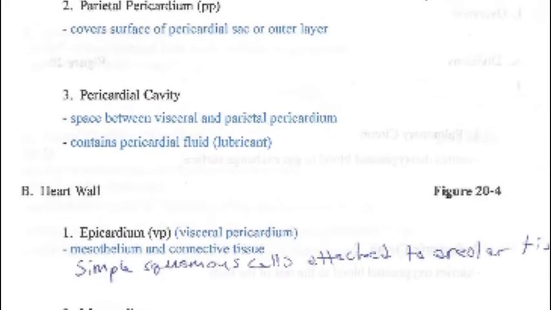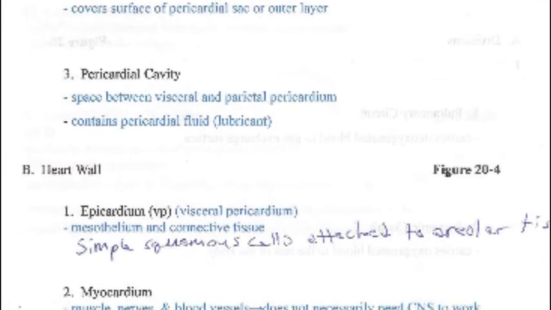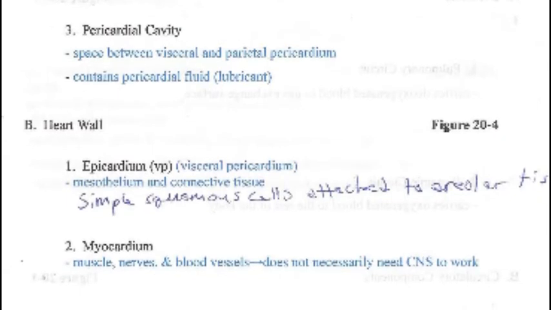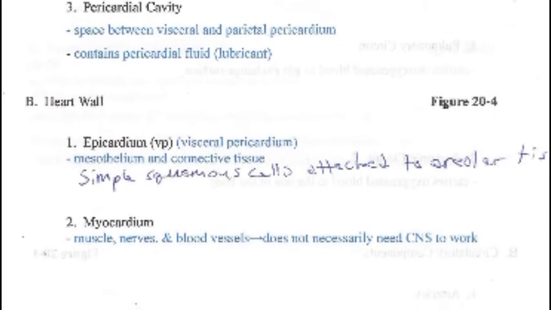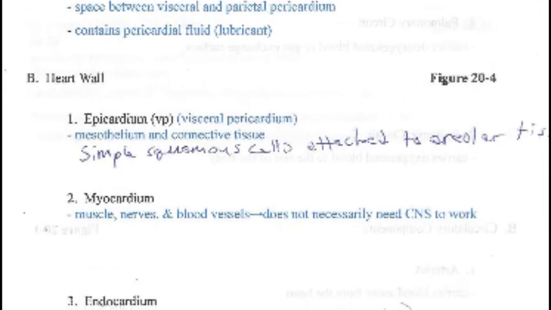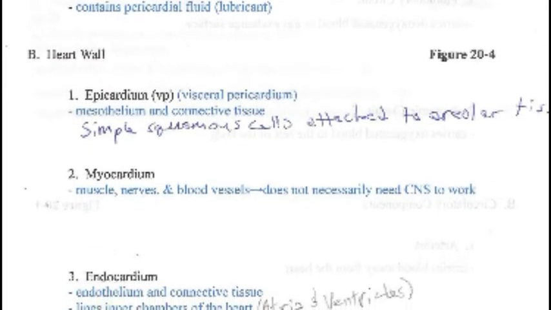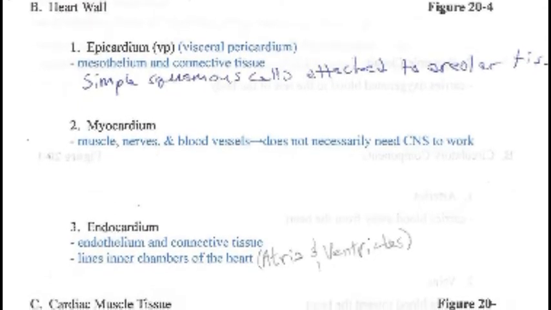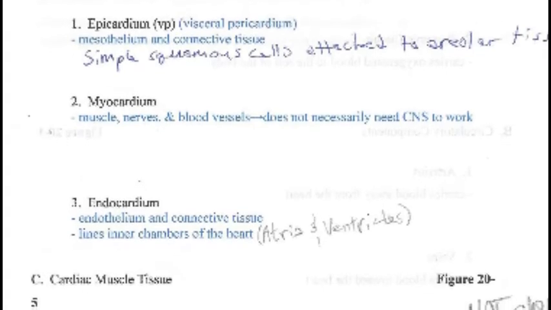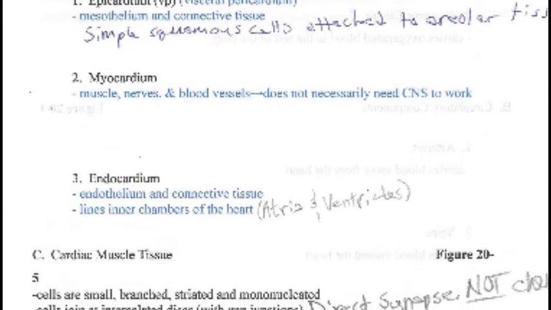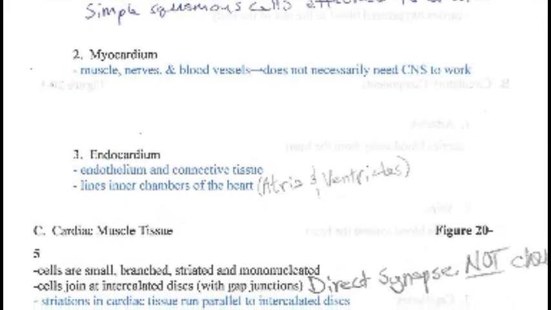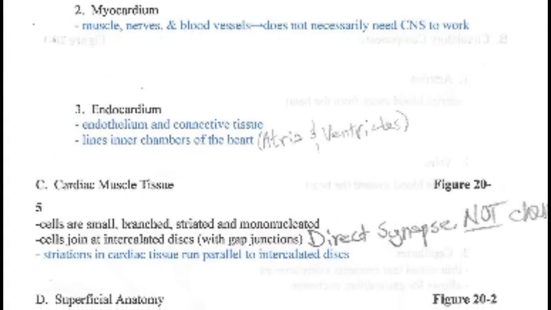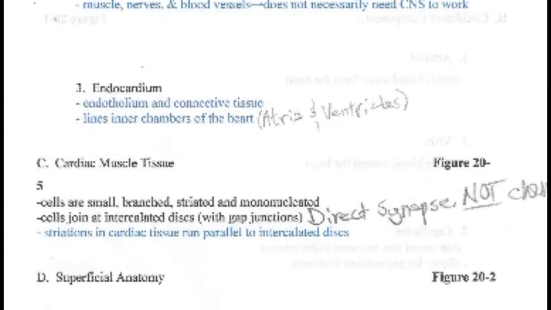The heart wall. The epicardium, also known as the visceral pericardium, is made of mesothelium and connective tissue, and more specifically, it's made of simple squamous cells attached to areolar tissue. The myocardium is muscle, nerves, and blood vessels, and it does not necessarily need the CNS in order to work. The endocardium is endothelium and connective tissue. It lines the inner chambers of the heart, i.e. the atria and the ventricles.